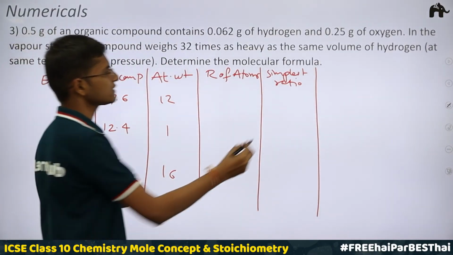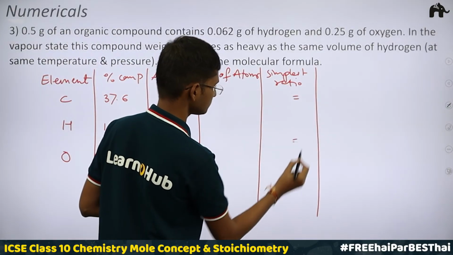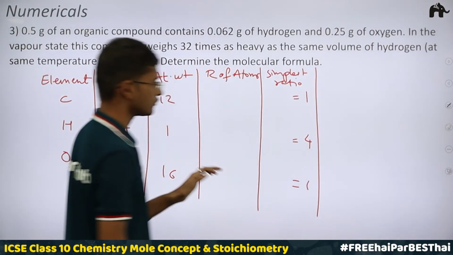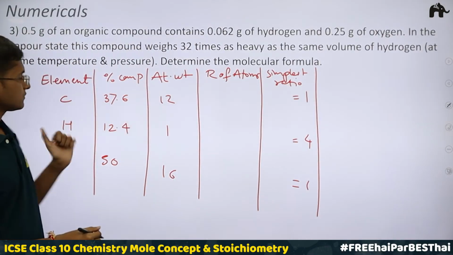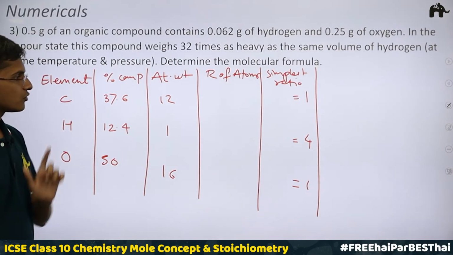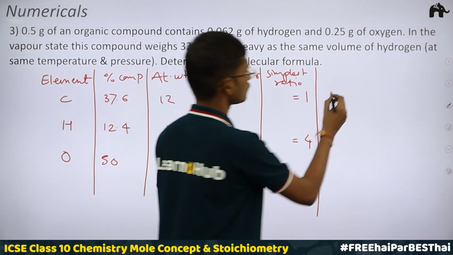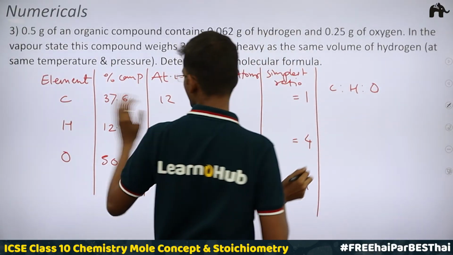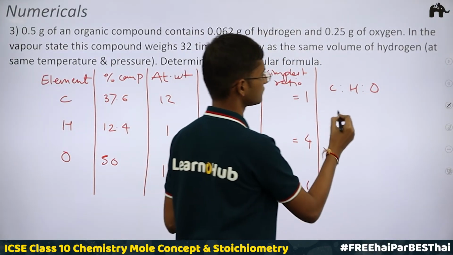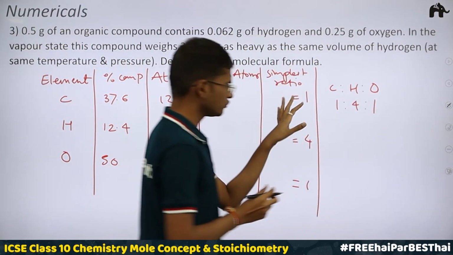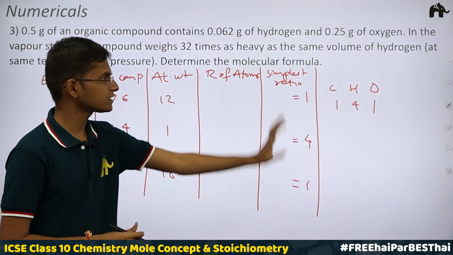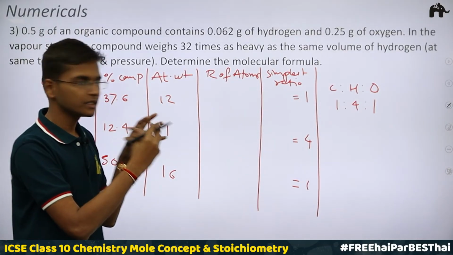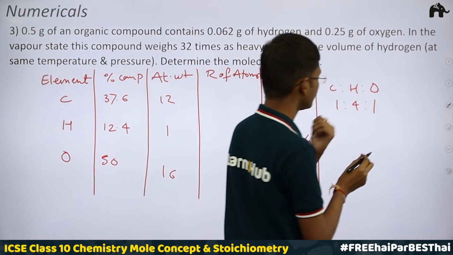Now what answer would you get? I'm just writing it here: 1, 4 and 1. So carbon 1, hydrogen 4 and oxygen 1. So what would be the empirical formula then? C is to H is to O, 1 is to 4 is to 1. You do all this calculation, I just know the final answer, so I am saving your time, saving my time, and making this video crisp.